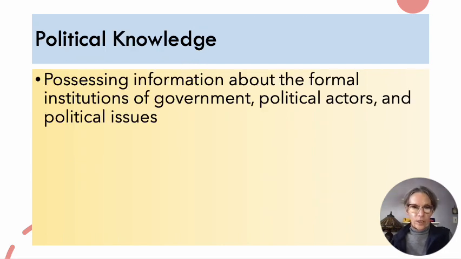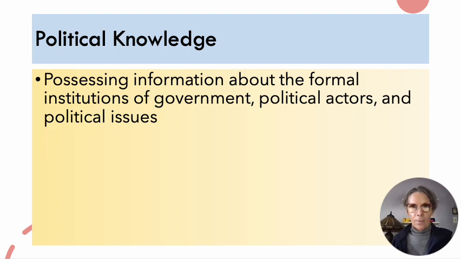And so your textbook defines political knowledge as when people possess information about the formal institutions of government, political actors, and political issues, okay? Since people are going to be actively involved, we want to make sure that they know about the major issues and actors that are involved in politics, right? And so if we're trying to measure a person's political knowledge, we might ask them, what are some of the institutions of government, right?